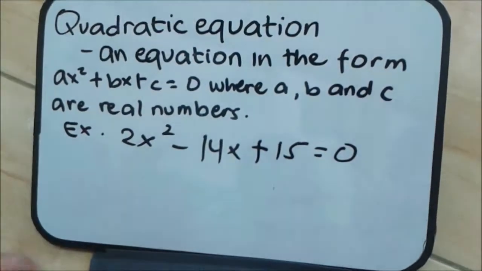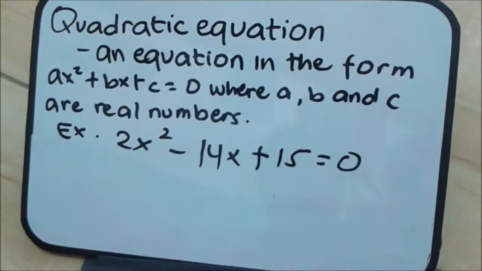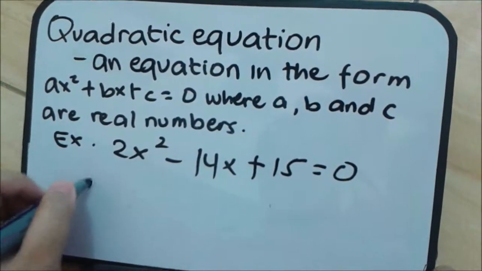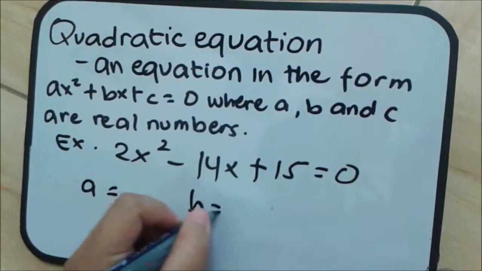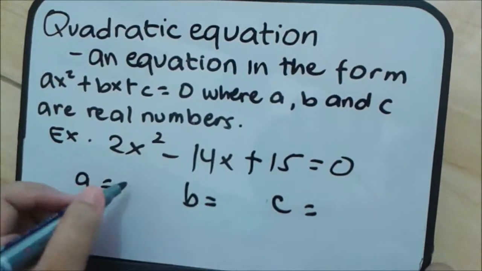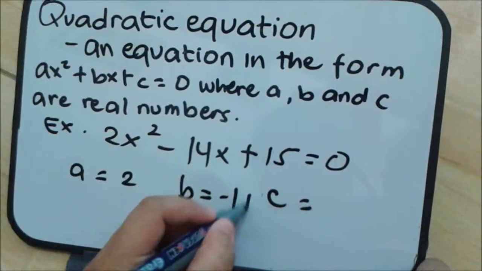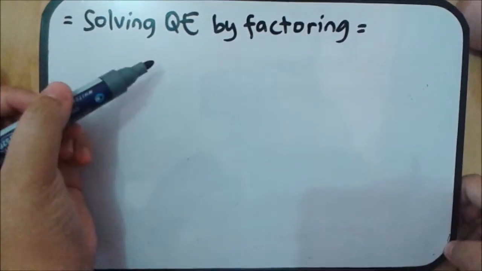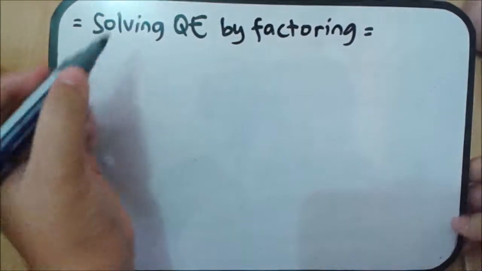First, in a quadratic equation, you will determine the ABCs. A is 2, B is negative 14, C is 15. So here, I will discuss solving a quadratic equation by factoring.